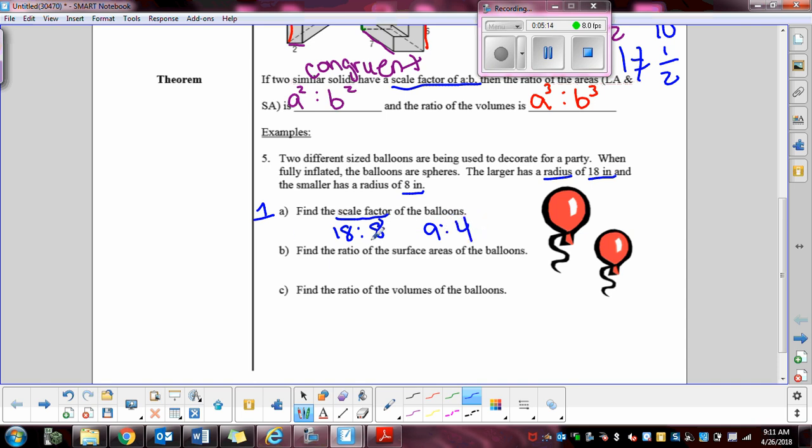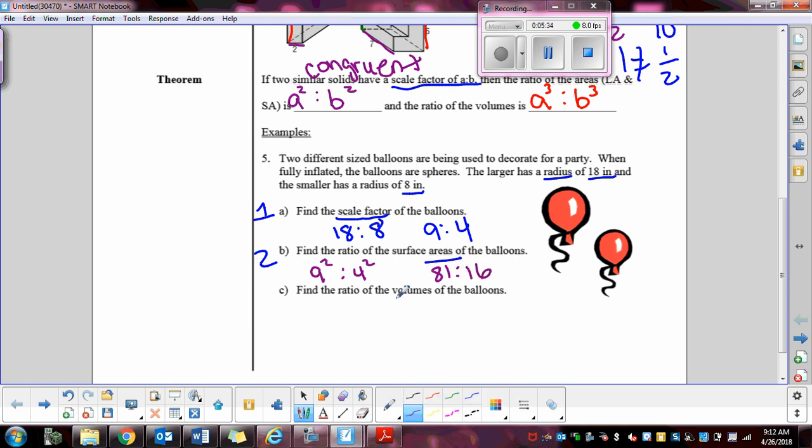Okay. Find the ratio of the surface areas. Remember, area is in second dimension, so what we have to do is square it. It's going to be 9 squared to 4 squared. And you can leave it like that, or you could put 81 to 16. Oops. It's a colon.